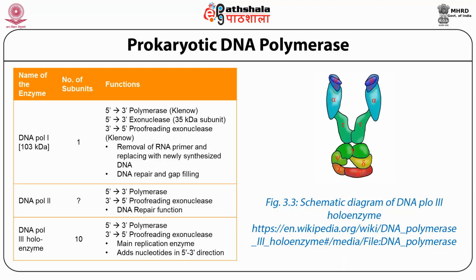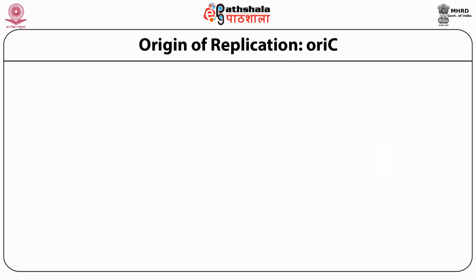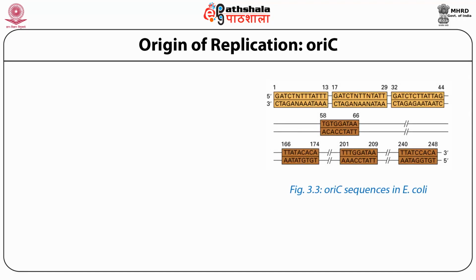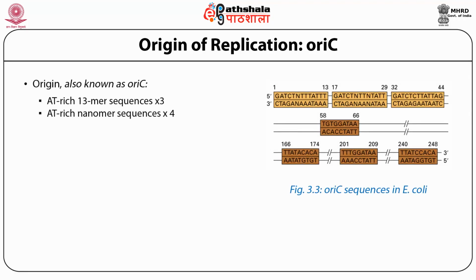It shows 5' to 3' polymerase and 3' to 5' proofreading exonuclease activity and acts as the main replicative polymerase in prokaryotes. In order to understand the details of prokaryotic replication, we must also focus on the origin of replication, which in the case of bacteria is also known as OriC.